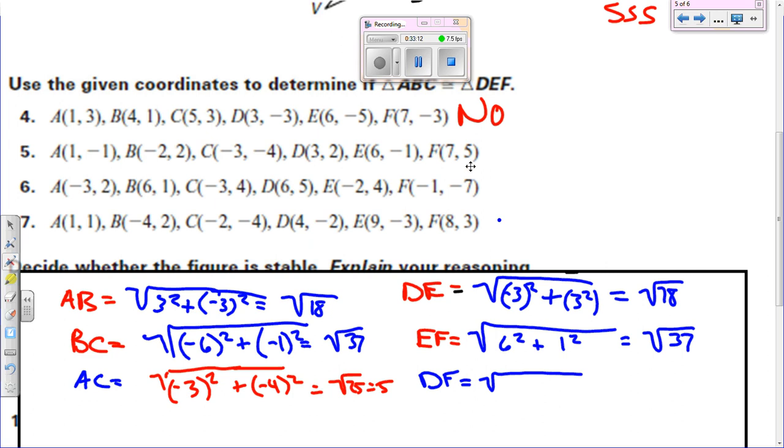Now let's find DF here. 7 minus 3 is 4 squared, plus 5 minus 2 is 3 squared. This gives me the square root of 25, which is 5. So this will be yes.